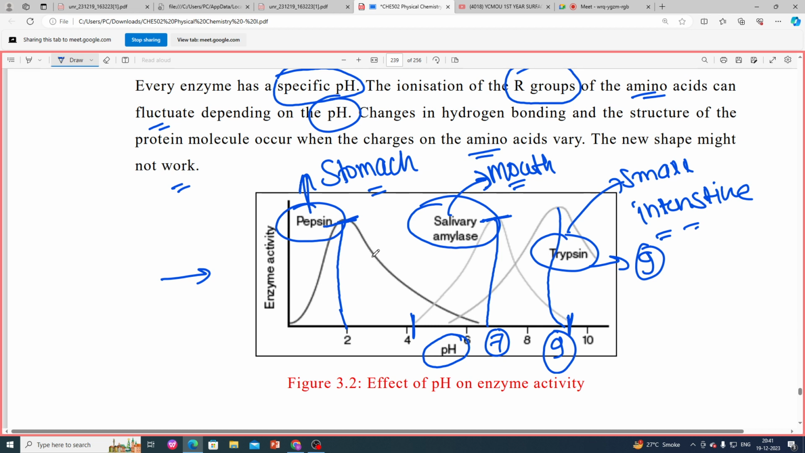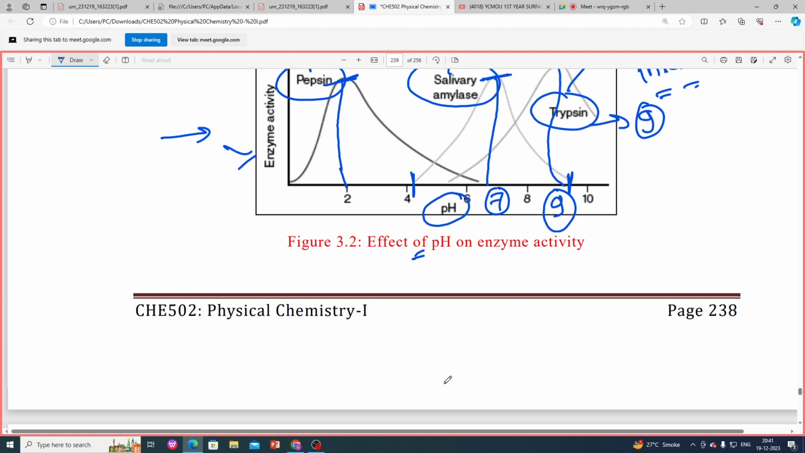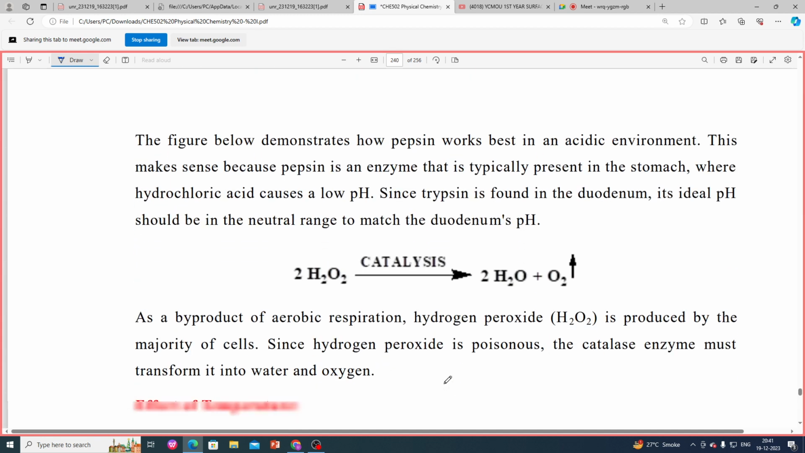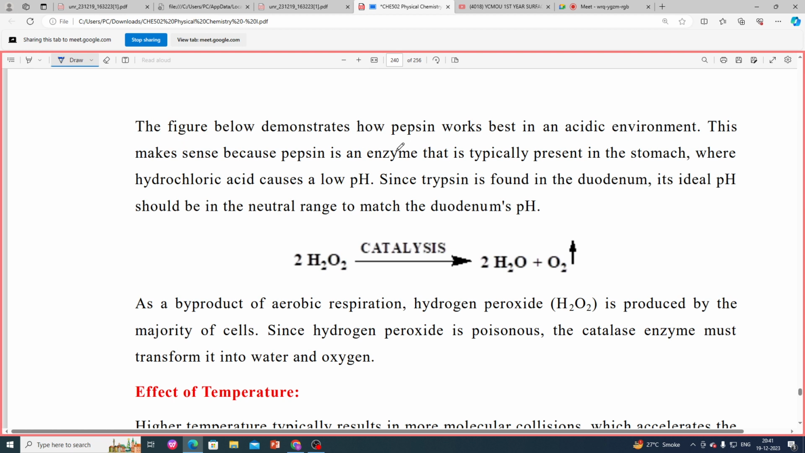These are the enzyme activities at different pH values. The figure below demonstrates how pepsin works best in an acidic environment. This makes sense because pepsin is an enzyme that is typically present in the stomach, where the hydrochloric acid causes a low pH. Since pepsin is found in the duodenum, its ideal pH should be in a neutral range to match the duodenum.